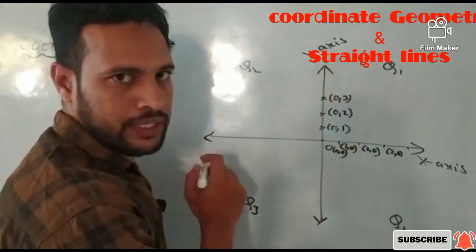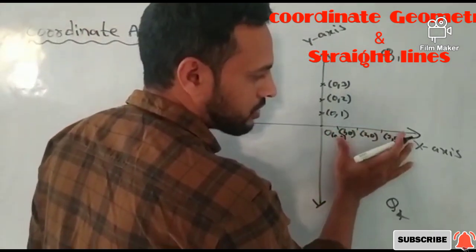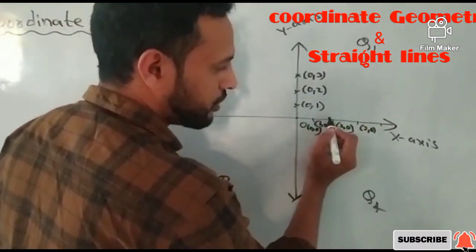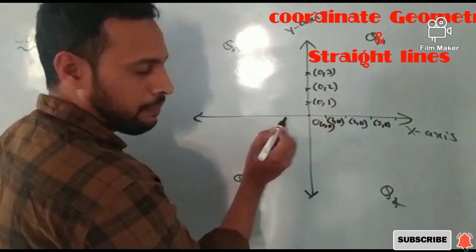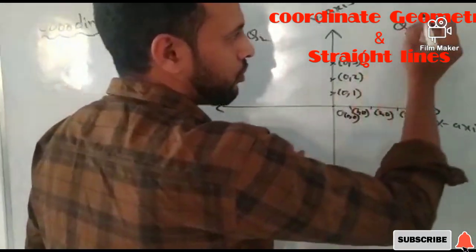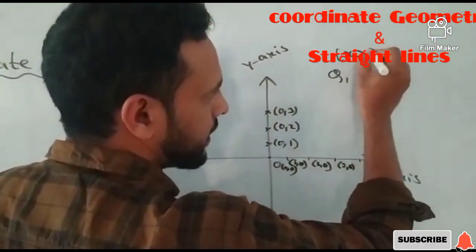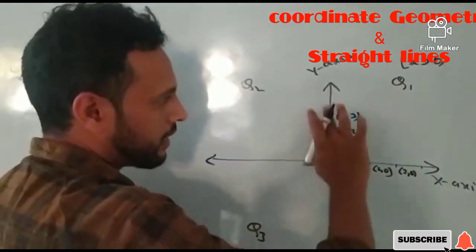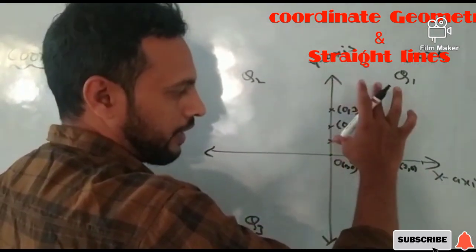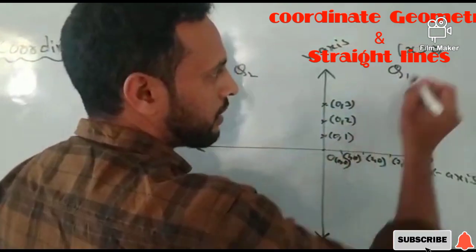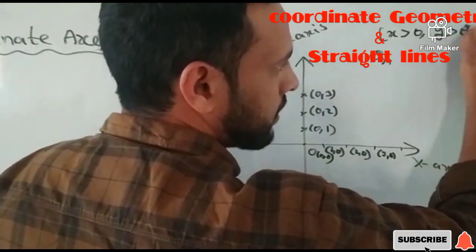The properties of Q1 are, here see all the values of x become positive, 1, 2, 3, 4 and so on. Here -1, -2, -3. So you have to take the property as x greater than 0. Here you will get y values also positive, 1, 2, 3, 4 and so on. Therefore you can take y greater than 0.